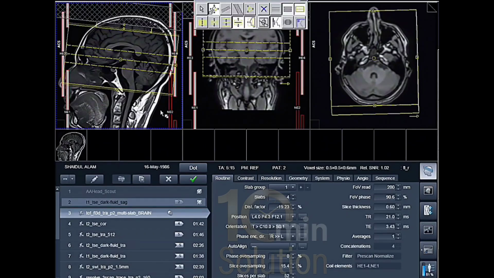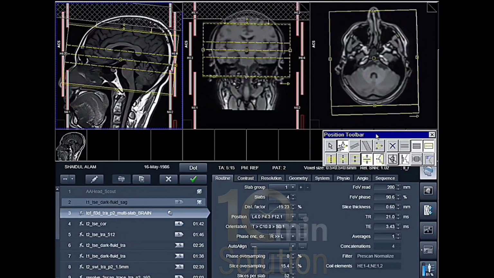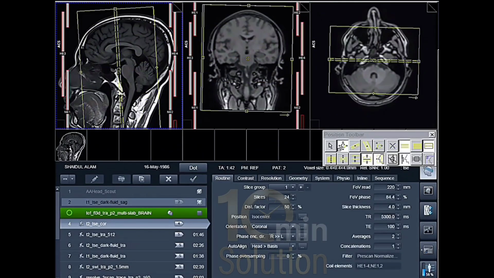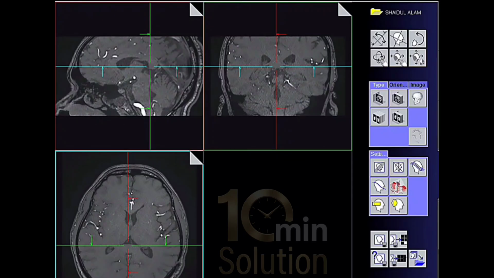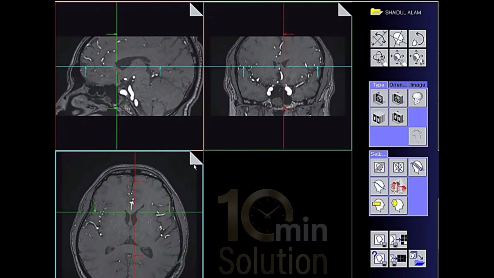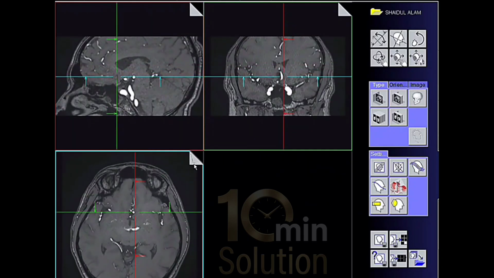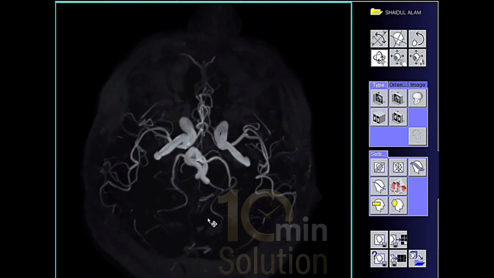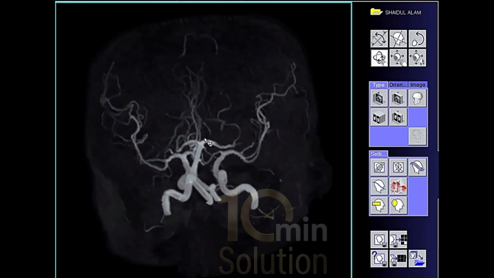Look here. Okay, each and everything is fine. Now finally apply. And finally showing here the image. Look here. Finally showing here the image.